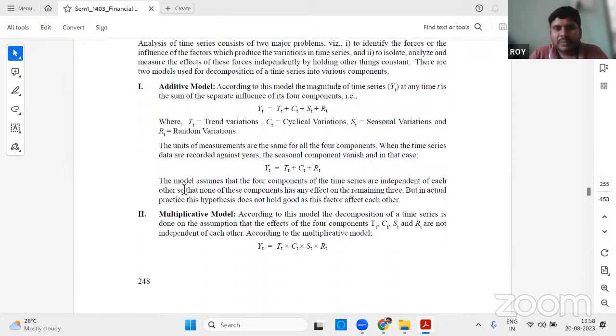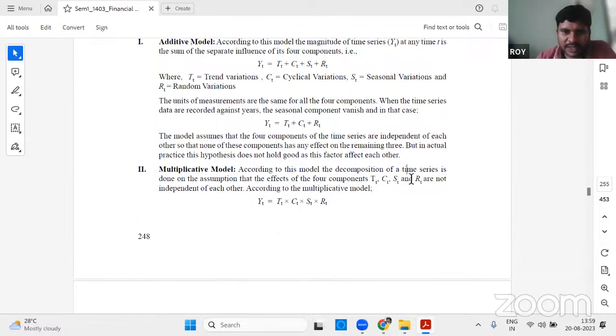right? Now, the model assumes that the 4 components of the time series are independent of each other. This is very important. Independent of each other means they do not depend on any other thing. It won't affect any other thing. On its own way, each is affecting the main variable that we are thinking of, right? But in actual practice, this does not hold good, as these factors affect each other as well.